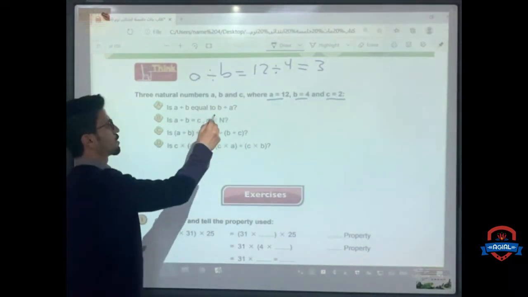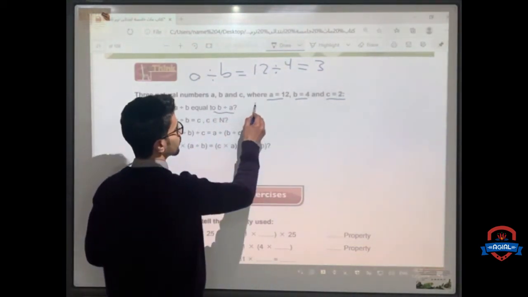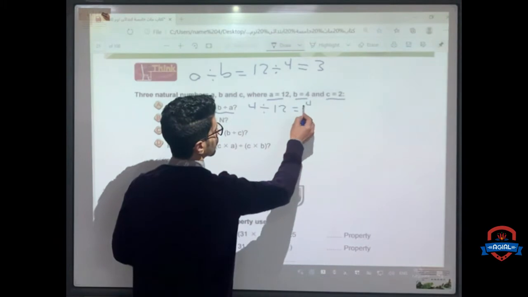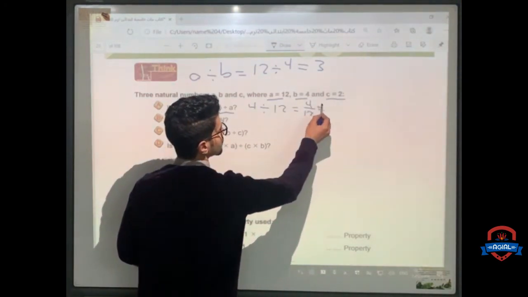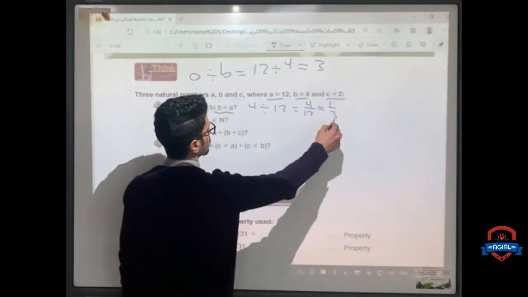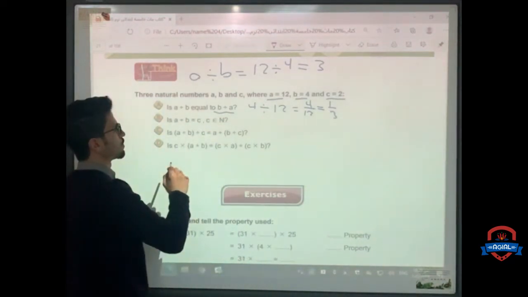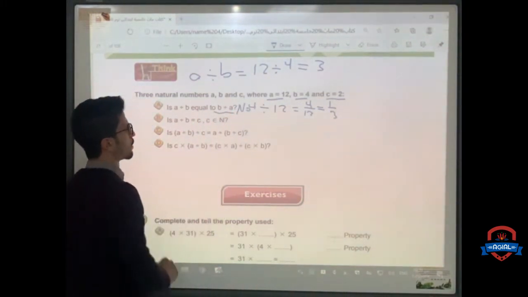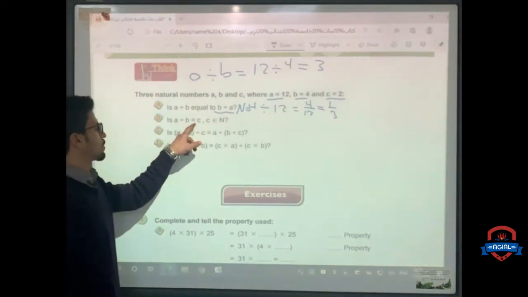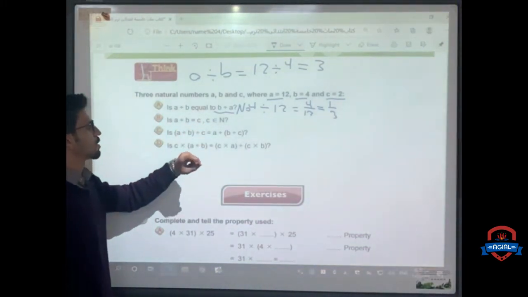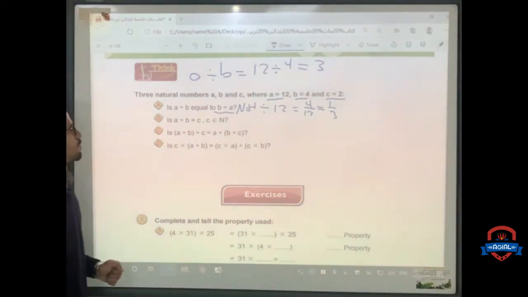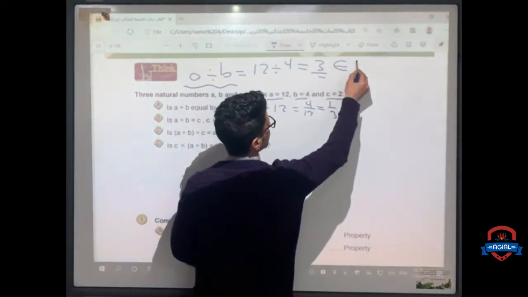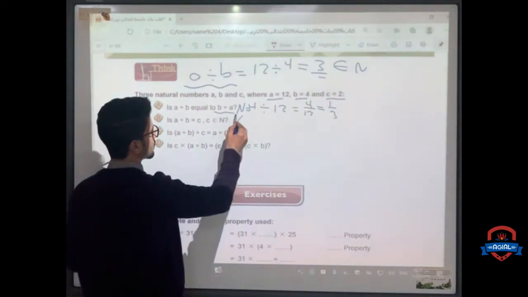And if we need to find b divided by a, we have 4 divided by 12. So 4 divided by 12 equals 4 over 12, and 4 over 12 equals 1 over 3. So a divided by b is not equal to b divided by a. So the answer of the first question is no. And the second question, letter B, is a divided by b equal to c, and does c belong to n? Yes, c belongs to n, because we find a divided by b equals 3, and 3 belongs to n. So the answer of letter B is yes.